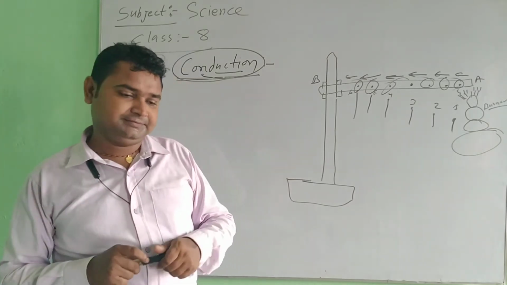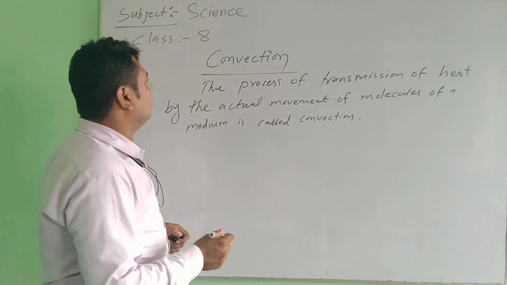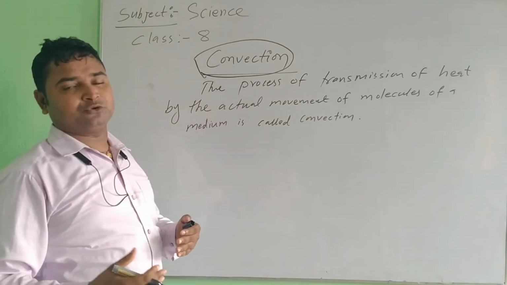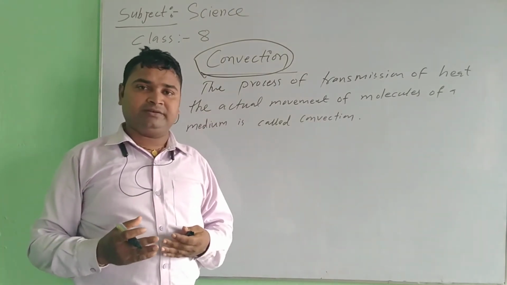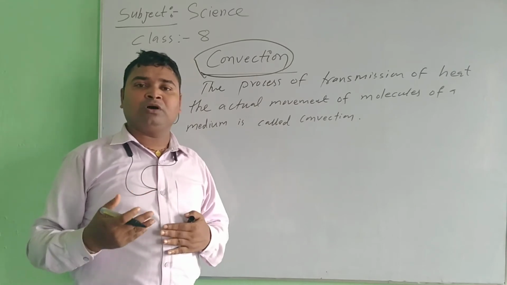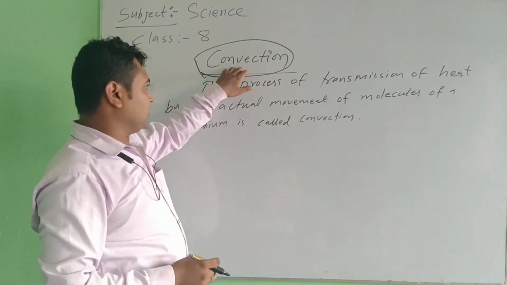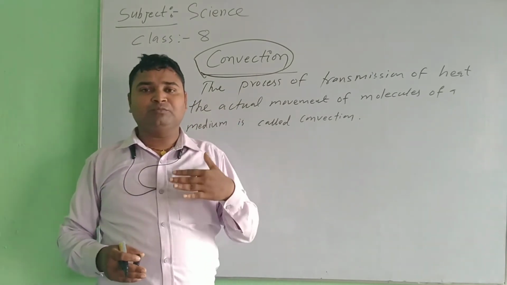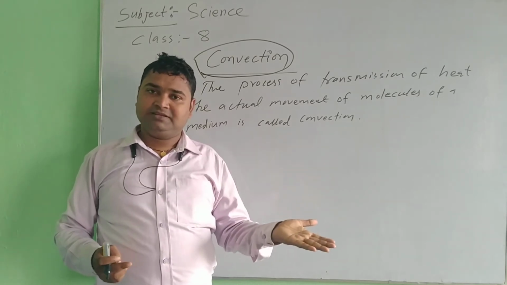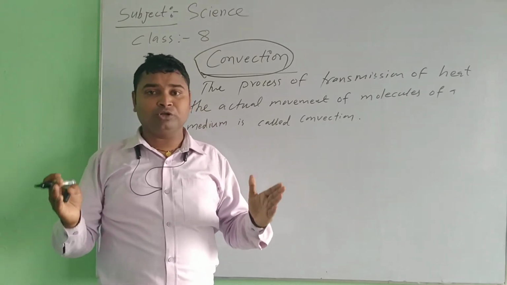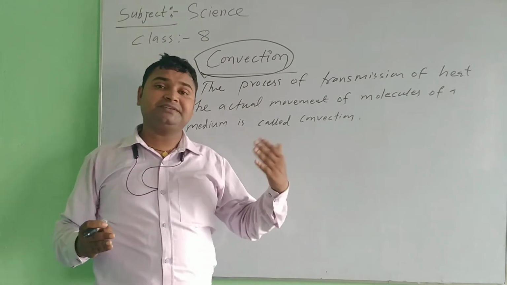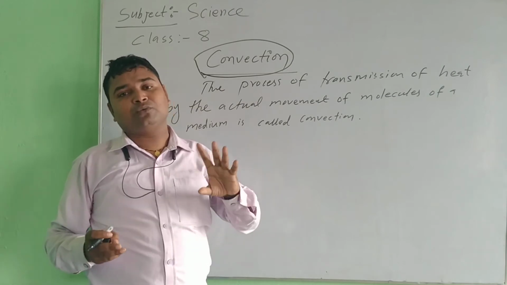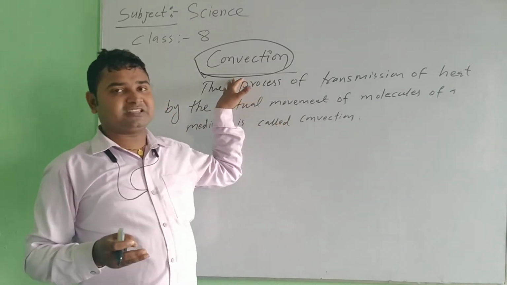Okay. Now another process is convection. What is convection? This is the second process of transmission of heat, the second way for the flow of heat energy. Convection is the process of transmission of heat in which the molecules are changing. There is an actual movement of molecules. It means there is a physical change. The molecules change physically. That is called the convection process.